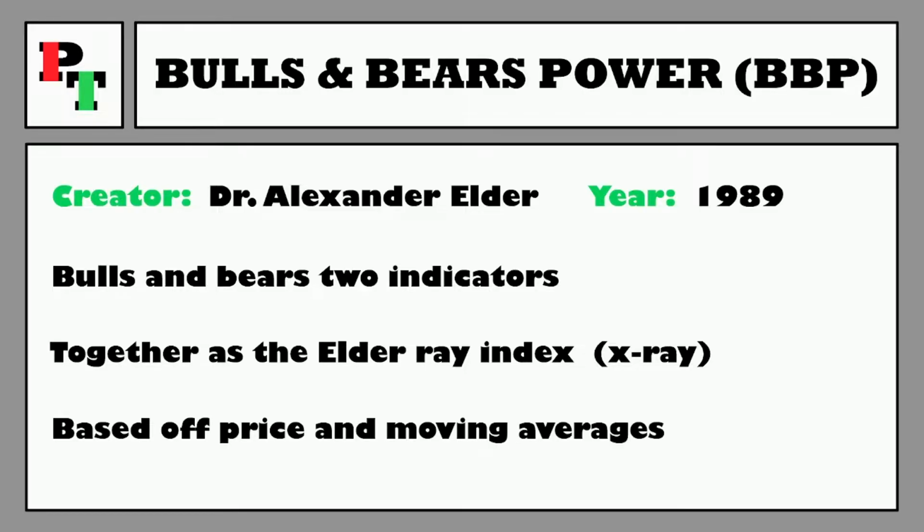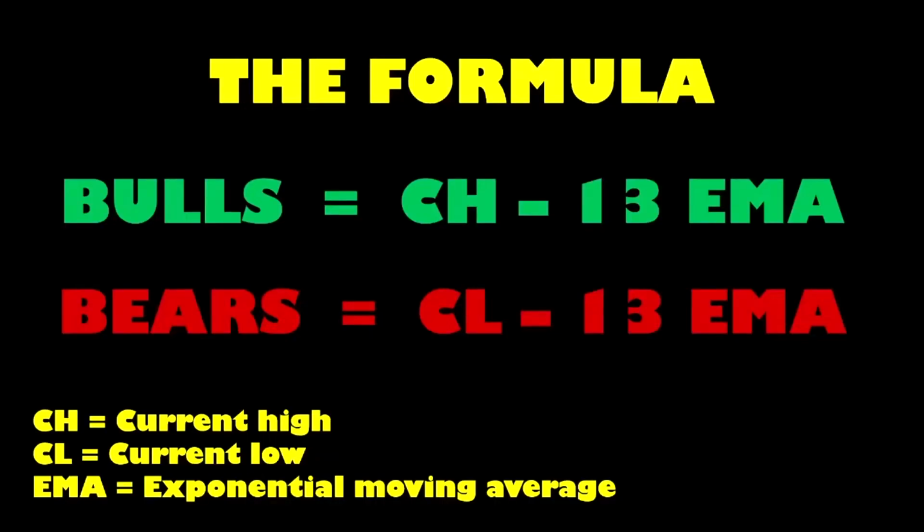In terms of how they operate, the bulls and bears power are both heavily influenced by price from the current period and the value of an exponential moving average. If we take it to the formula, we can see that it's fairly basic. This is with the default period input of 13, which Elder typically used.